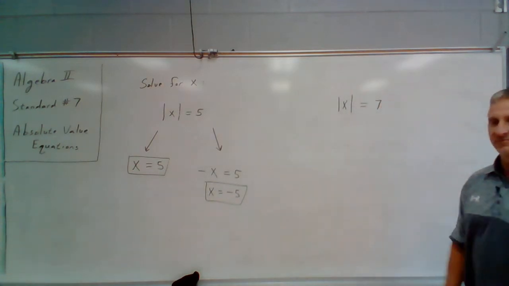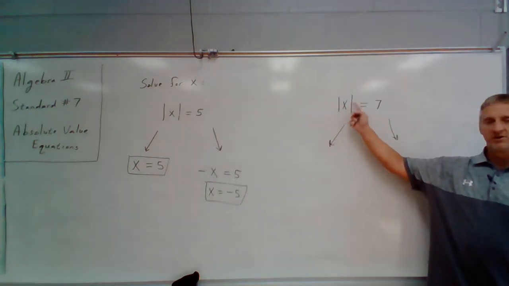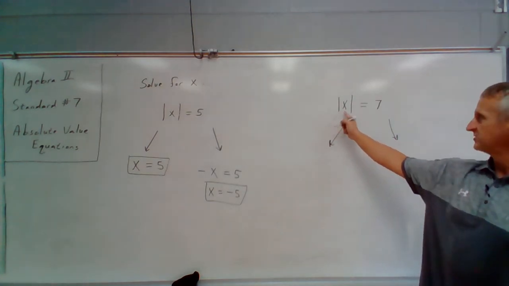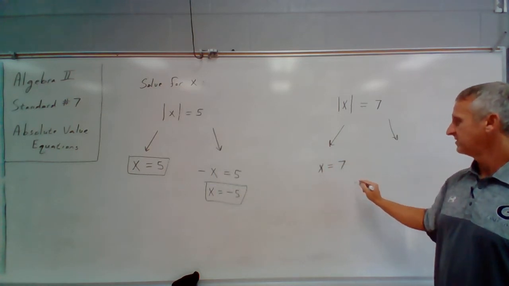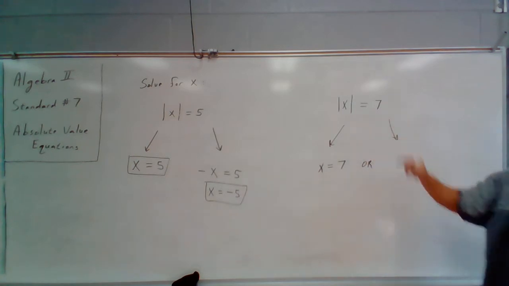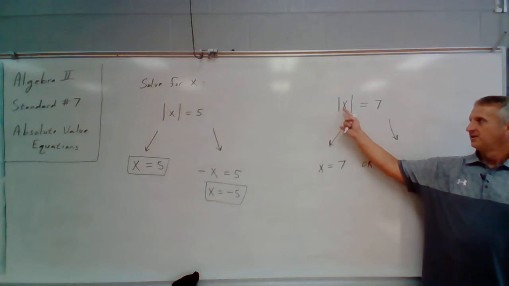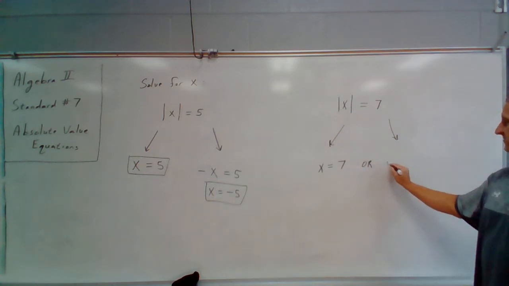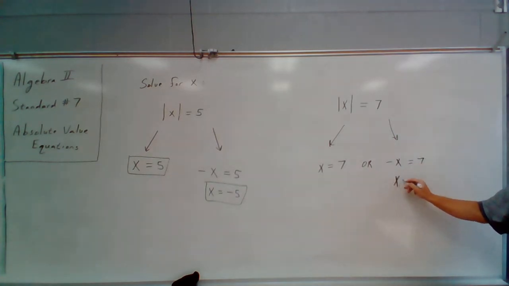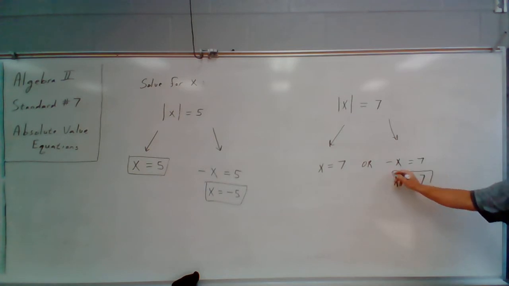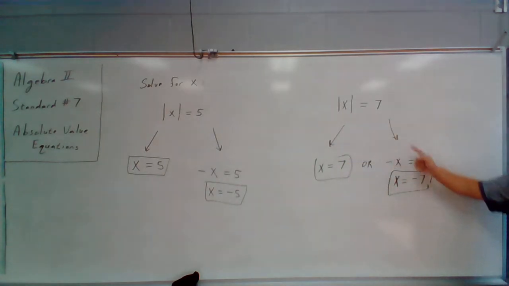Absolute value of x equals 7. Again, we'll have two possibilities. The possibility where x is positive, in that case the absolute value of a positive x would just be x. So x equals 7. Or the other possibility is that x is negative. If x is a negative number, then the absolute value of x is the opposite of x. So it would be negative x equals 7. Solve that, and we get x equals negative 7. So two solutions. Absolute value of 7 is 7. Absolute value of negative 7 is 7.